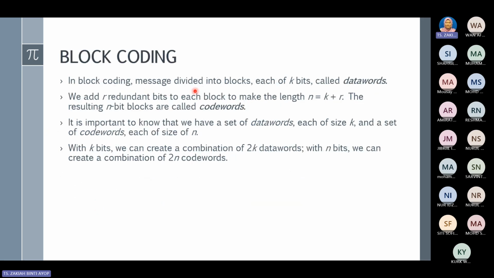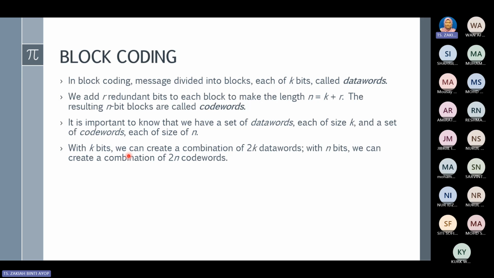In block coding, the message is divided into blocks, each of k bits, which we call data words, the original words. We then add r redundant bits to each block to make the length n equal to k plus r. The resulting n-bit blocks are what we call code words, because they contain data words and the redundant bits. It is important to know that we have a set of data words, each of size k, and a set of code words, each of size n.